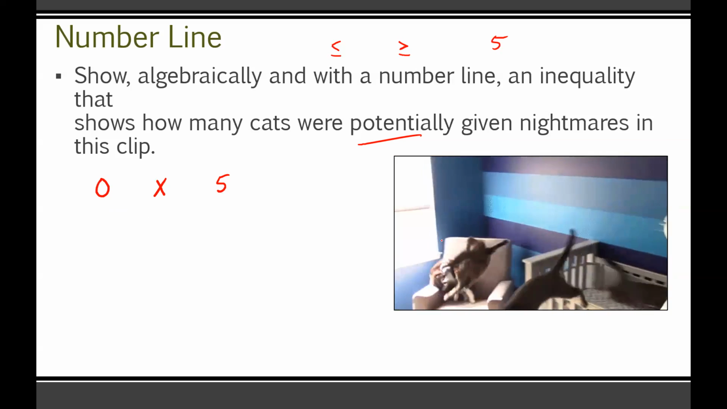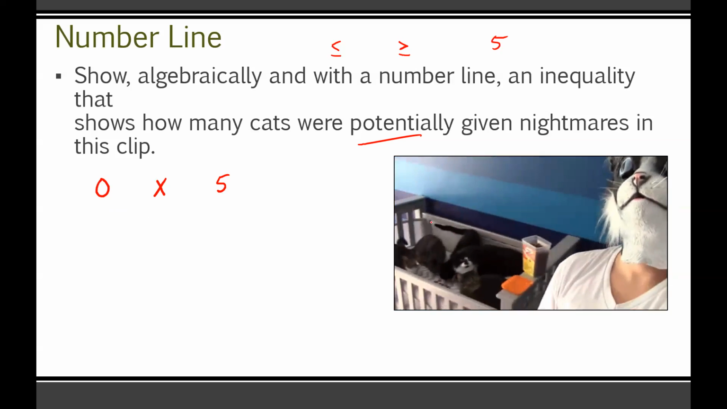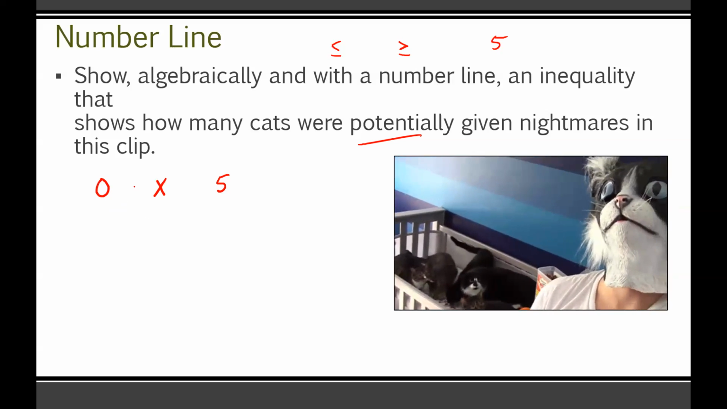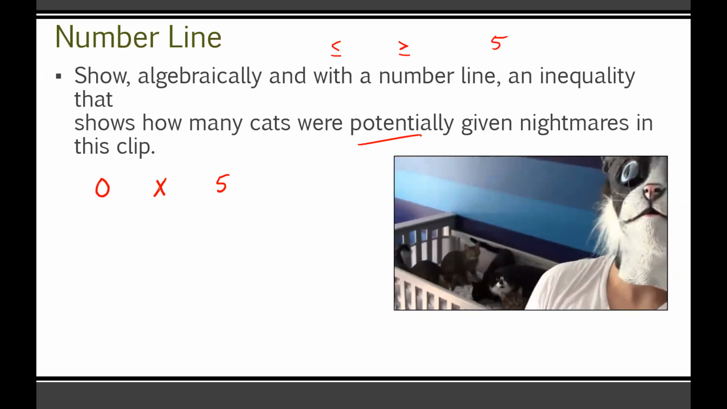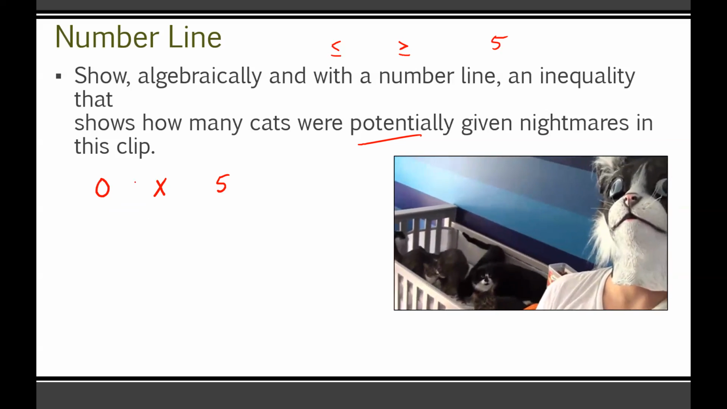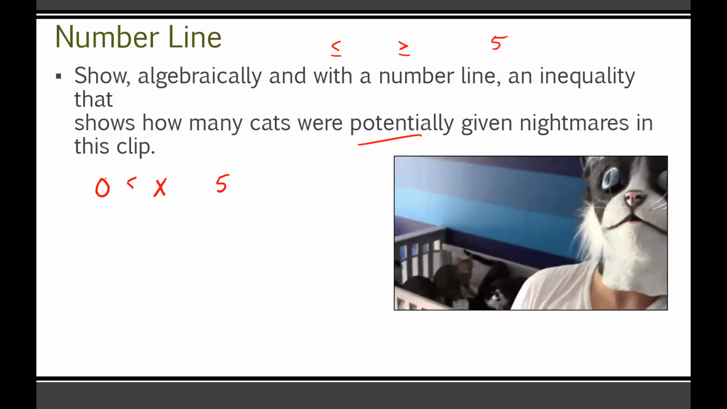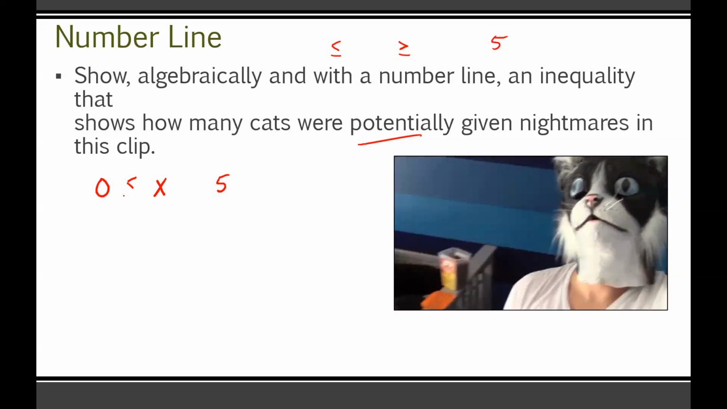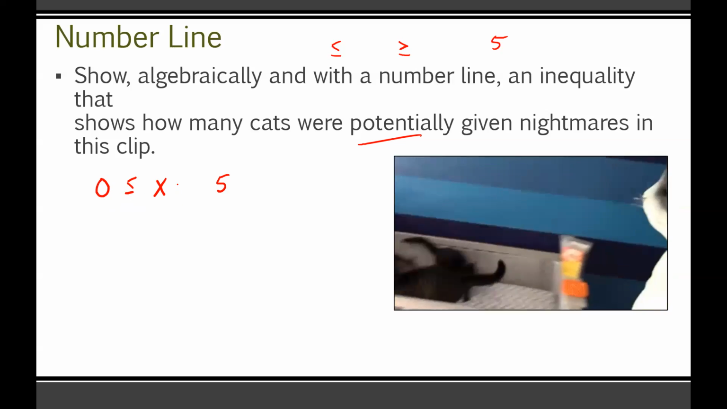Now, theoretically, 0 of these cats could have nightmares. Maybe they just got over it. Maybe they just forgot about it. Who knows, right? So maybe we could include 0, but x definitely needs to be bigger than or equal to 0. If you think of the sign as a mouth, the mouth faces the x here, because x needs to be a bigger number than 0, or in other words, 0 has to be less than x, but it could be equal to. So we'll put the equal to part underneath it as well.